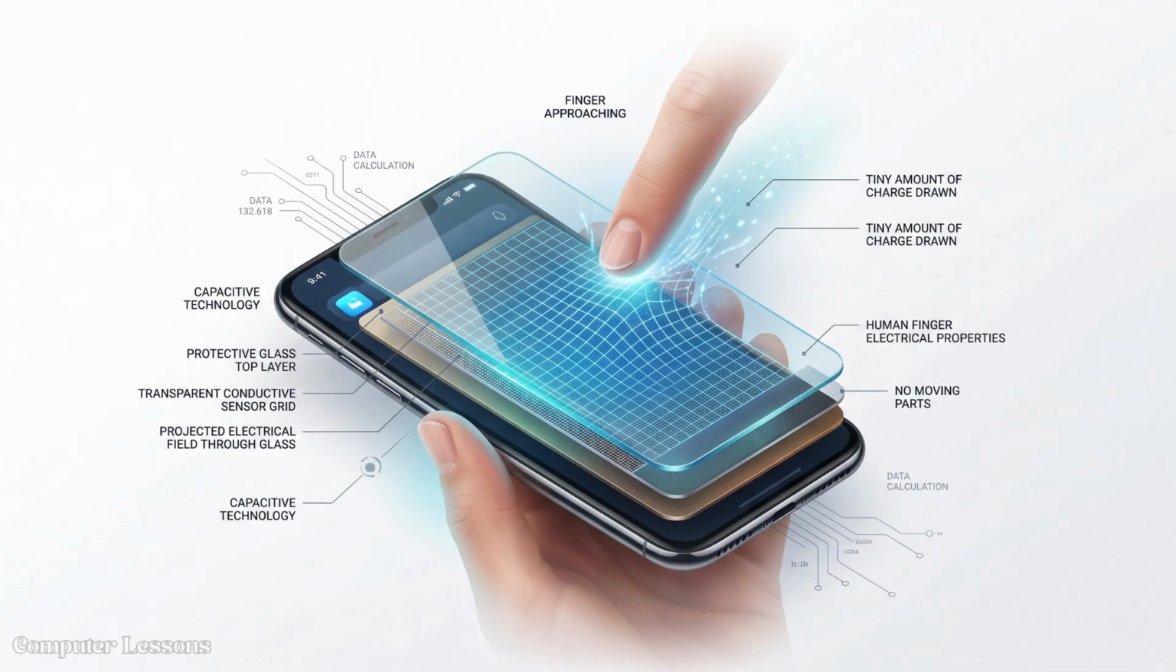Modern smartphones utilize the more advanced capacitive technology, which relies on the electrical properties of the human finger. Instead of moving parts, these screens use an electrical field that projects through the glass. When a finger approaches, it draws a tiny amount of charge from the surface.